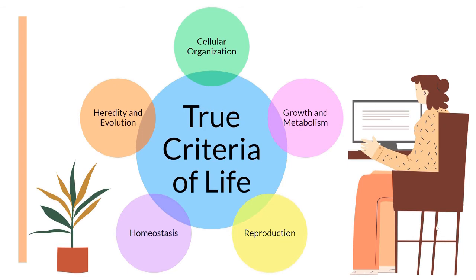Let me present to you what we consider the true criteria of life. These are conclusive bases that will allow us to determine if something is a living thing or not. First, it must be made up of cells, one or more cells. Then it must have the ability to grow and metabolize.